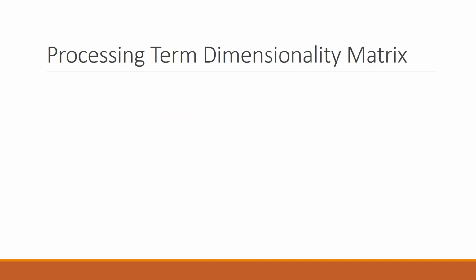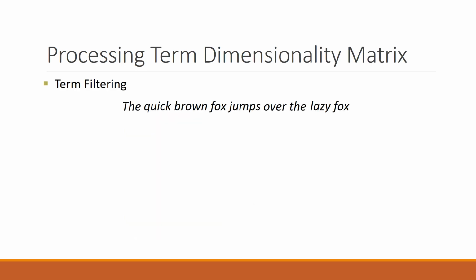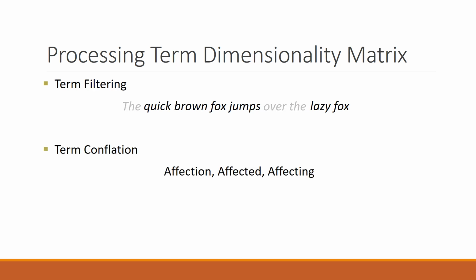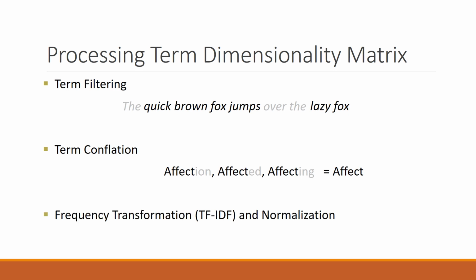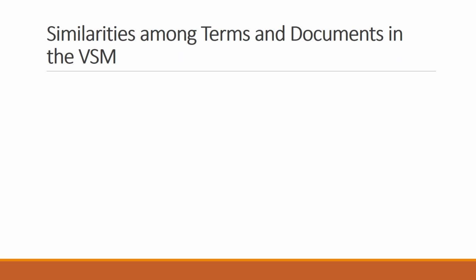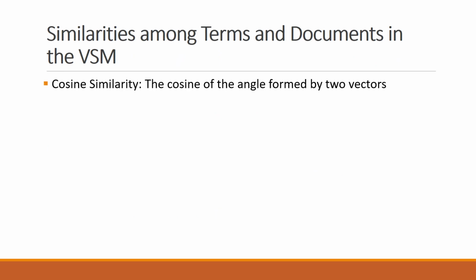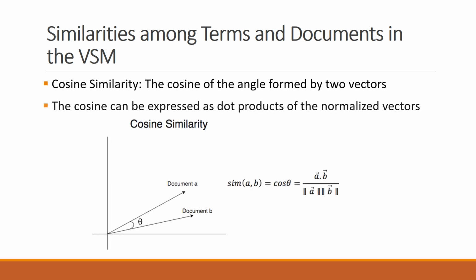We process our matrix before we compute similarities. Term filtering is removing the trivial terms. Term conflation is stemming the terms. The term frequency inverse document frequency transformation reduces the weight of more frequent terms and increases the weights of less frequent terms and also normalizes each column of the matrix. The similarities among terms and documents in the VSM is computed using the cosine similarity, which is the cosine of the angle formed by two vectors. It can be expressed as dot products of the normalized vectors.